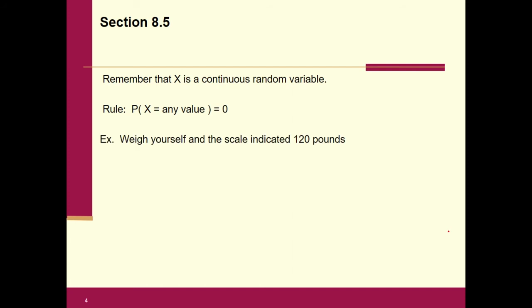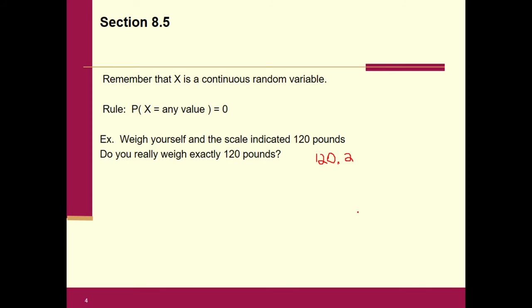Let's say you weigh yourself and the scale indicated 120 pounds. Well, my question to you is, do you really weigh exactly 120 pounds? I have a scale that goes to the tenth of a pound. Well, actually, not a tenth of a pound. It'll give you 0.2, 0.4, 0.6, things like that. So let's say that I used my scale and it said 120.2 pounds.